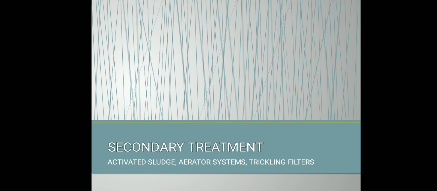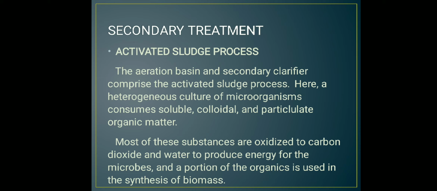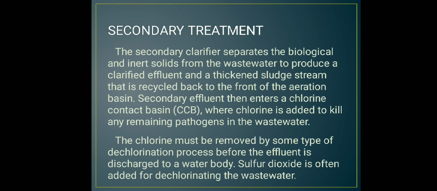Secondary treatment: activated sludge process. The aeration basin and secondary clarifier comprise the activated sludge process. Here, a heterogeneous culture of microorganisms consumes soluble, colloidal, and particulate organic matter. Most of these substances are oxidized to carbon dioxide and water to produce energy for the microbes, and a portion of the organics is used in the synthesis of biomass. The secondary clarifier separates the biological and inert solids from the wastewater to produce a clarified effluent and a thick sludge stream that is recycled back to the front of the aeration basin.